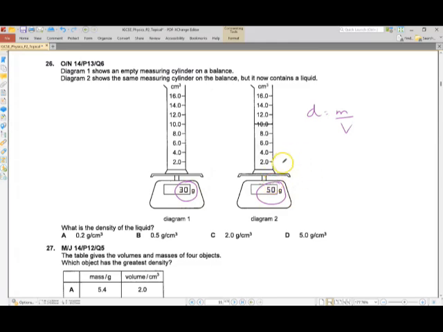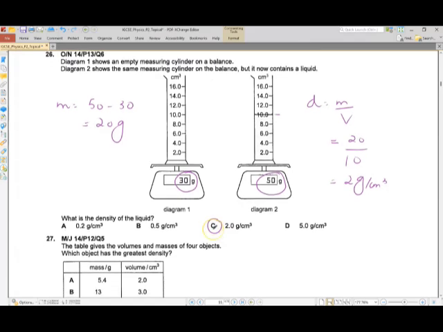So if you have to find the density of the liquid, you need the mass of the liquid. Okay? So the mass of the liquid would be 50 minus 30, that is 20 grams. And initially there was no liquid, so the liquid is 10 centimeters cube over here. So the volume is 10 centimeters cube. So 20 over 10 would give you 2 grams per centimeter cube as the density. So C is the correct answer.